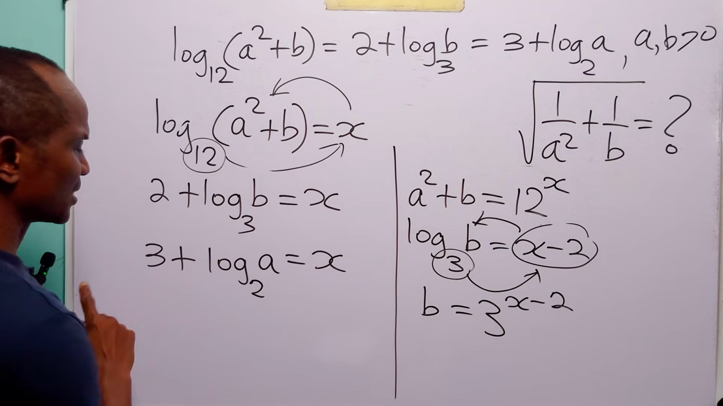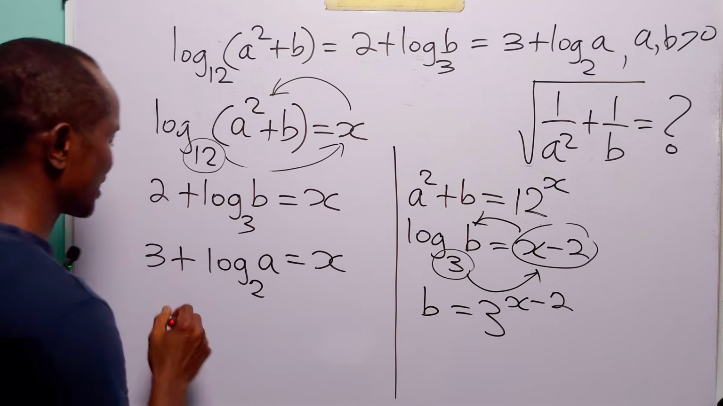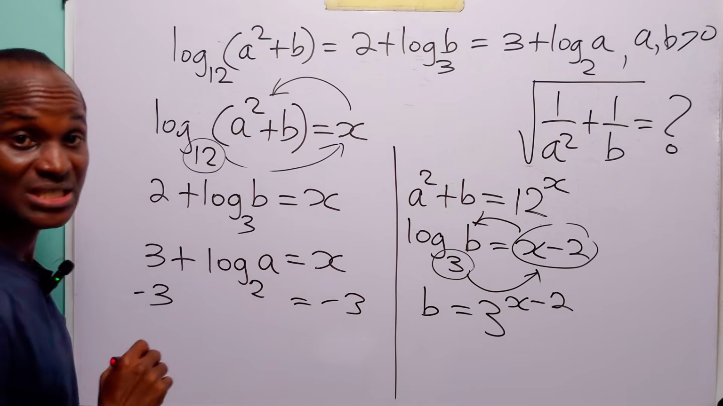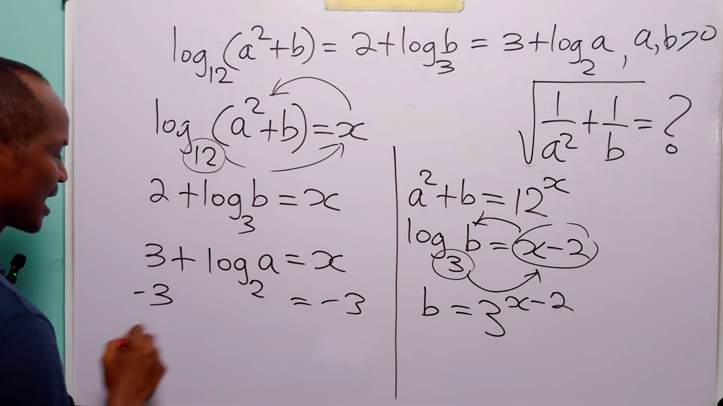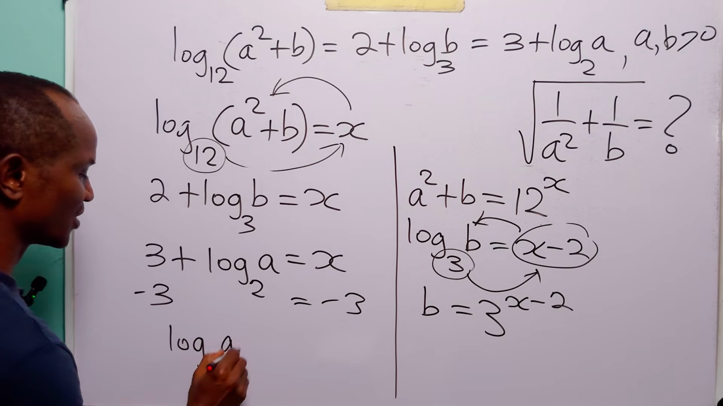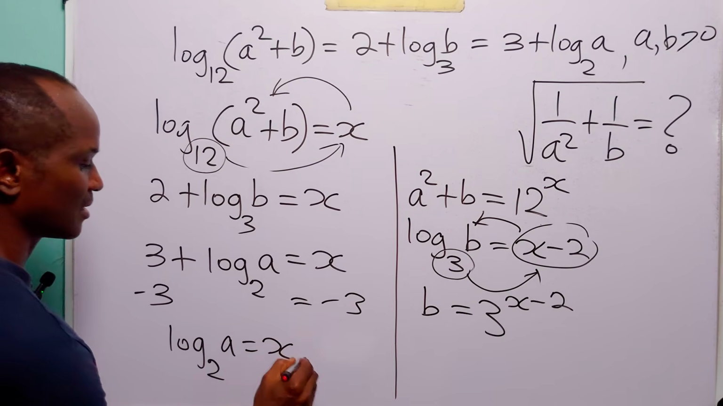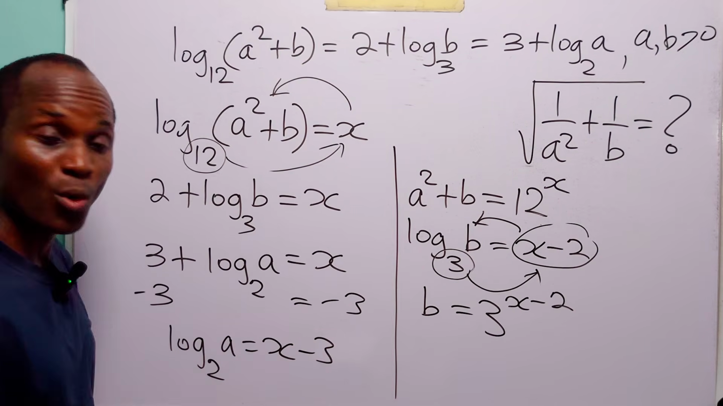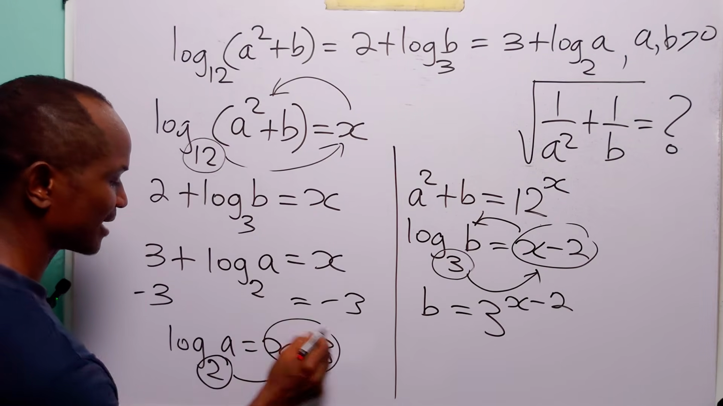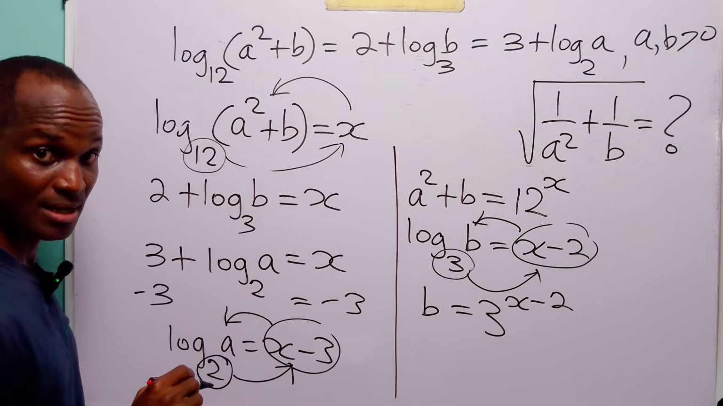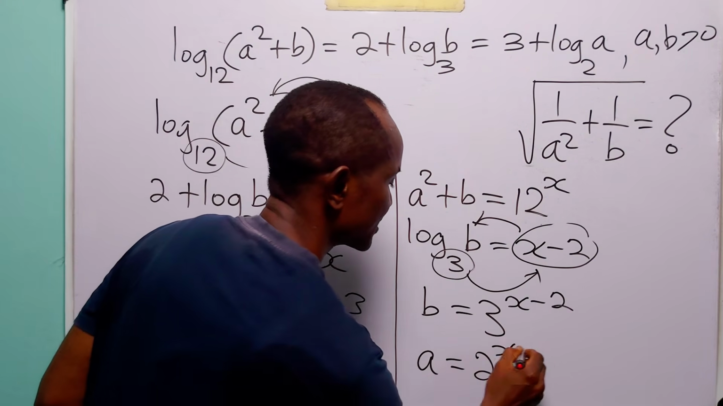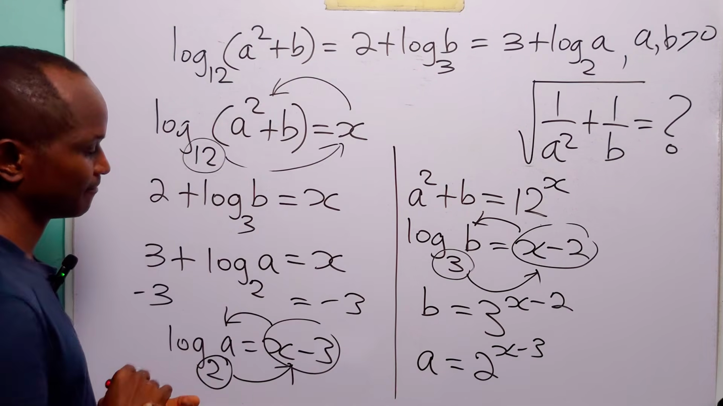And then from this third equation, we are going to subtract 3 from both sides. When we do that, we have that log to base 2 of a is equal to x minus 3. And once more, we have that 2 to the power x minus 3 is equal to a. So a is equal to 2 to the power x minus 3.